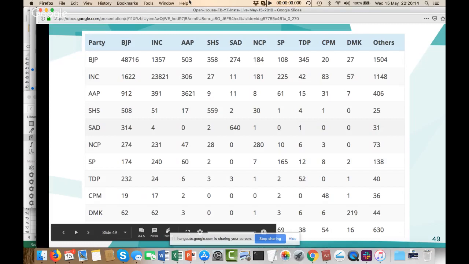Here is a table, a lot of numbers, but I'll take one or two examples and walk you through. The way to understand this is that we took all the followers of all the accounts. Let's take one of the examples as AAP. Look at all the AAP followers, AAP verified handles, and look at how many of them are actually following BJP. That's about 912 handles that are following AAP accounts, which are following BJP.